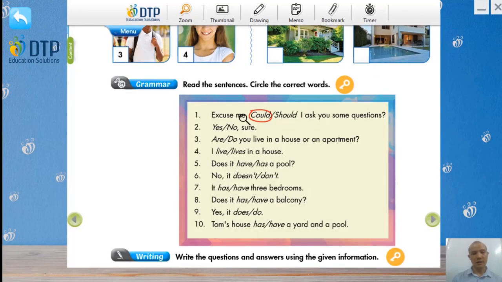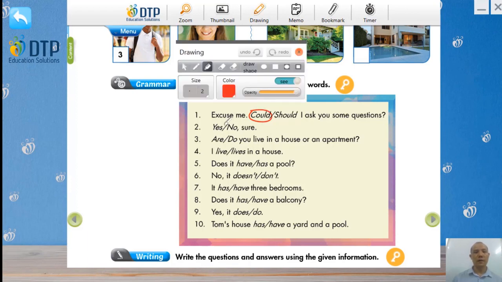Next exercise. You will read and circle the right answer. For example, excuse me, could I ask you some questions? Or should I ask you some questions? The right answer is could. Now you read from number 2 to number 10 and choose the right answer. Number 2, yes, sure, or no, sure. Yes, so the right answer is yes.